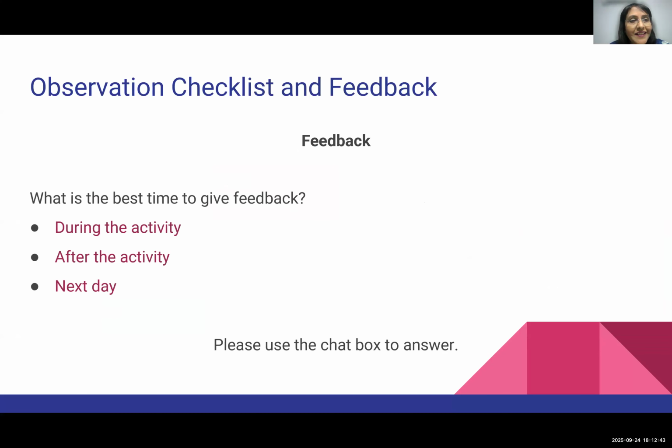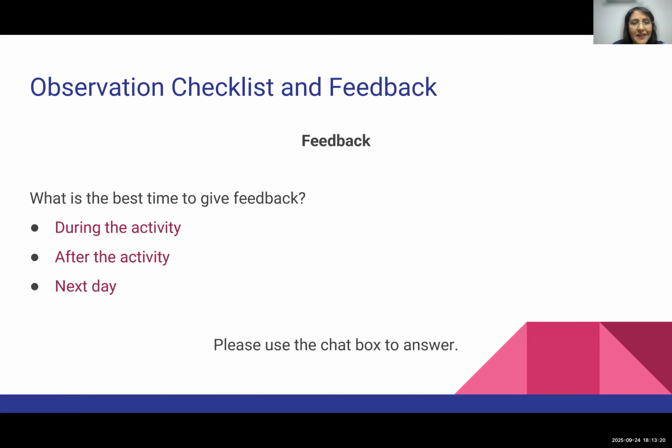So let us see this. What do you think, dear educators? What is the best time to give feedback? During the activity, after the activity, or the next day? What do you think? Again, most of them are saying after the activity. A couple of responses with depends, during plus after, again depends, after or next day depends on the activity.